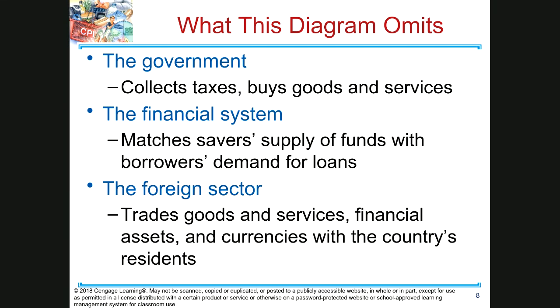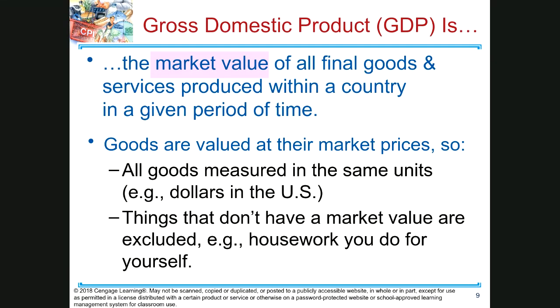The government collects taxes and also buys goods and services. The financial system matches savers' supplies of funds with borrowers' demand for loans. The foreign sector also trades goods and services, financial assets, currency, and so on. We're going to talk about this in a chapter by itself. But let's just get to this identity. Let's define the GDP first.